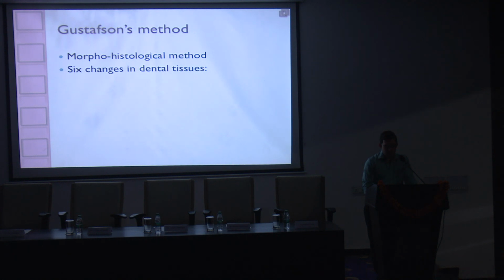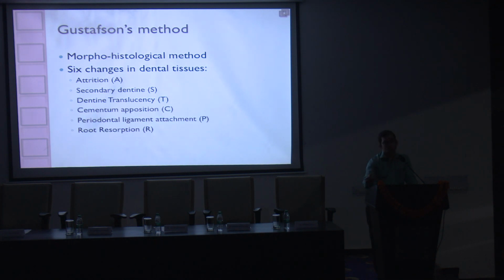So which were the changes he has suggested? Attrition, secondary dentin deposition, dentinal translucency in the root, and he's also suggested the usage of cementum apposition, root resorption, and something called periodontal ligament recession.